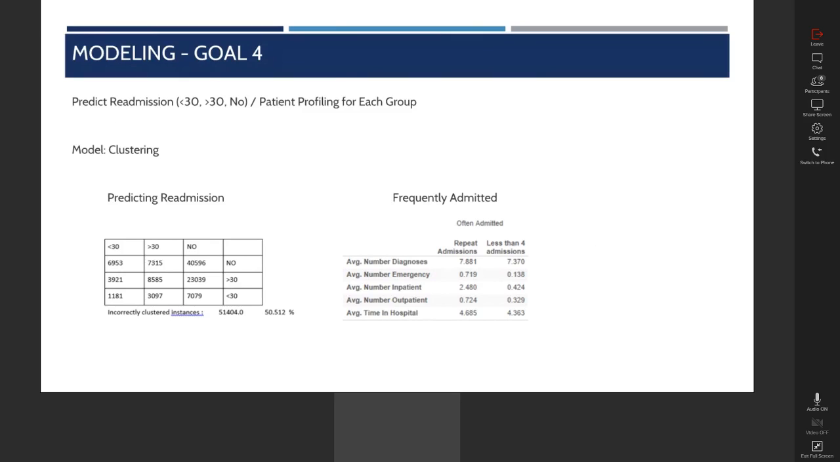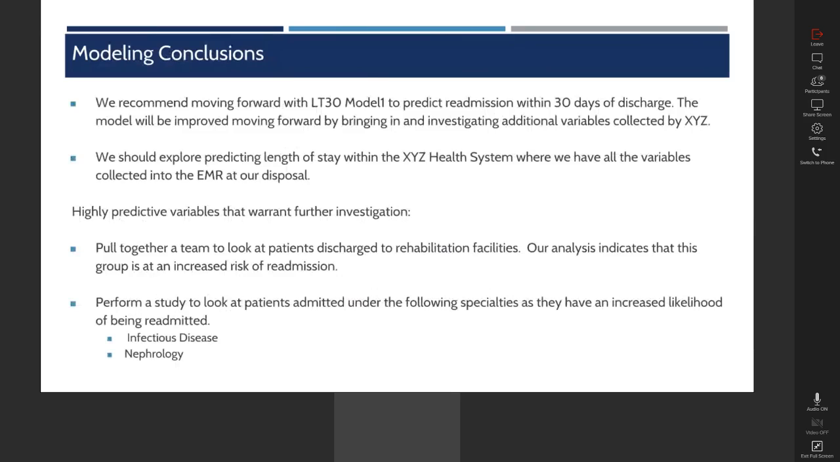So just to wrap up for modeling, we recommend moving forward with a logistic regression model that we use to predict the readmission in less than 30 days. We also recommend moving forward with the length of stay model. We feel that by bringing that into our environment and enhancing it with our variables, the variables that we can collect at the time of admission, we could improve that model.